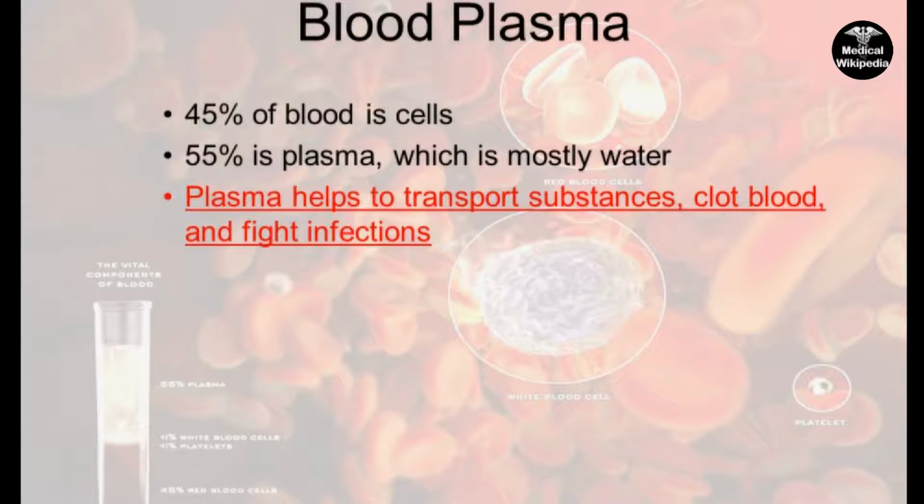Blood plasma. 45% of blood is cells. 55% is plasma, which is mostly water. Plasma helps to transport substances, clot blood, and fight infections.